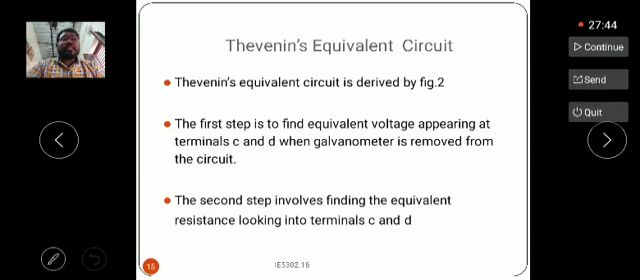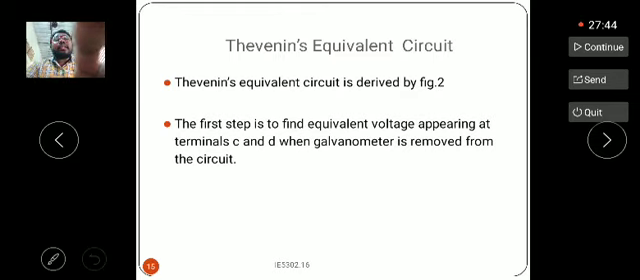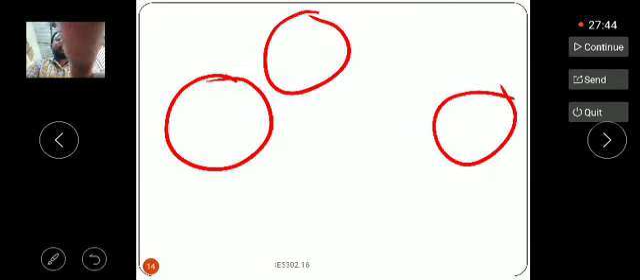That means the first step is to find the equivalent voltage appearing at the terminals of C and D when the galvanometer is removed from the circuit. Then the galvanometer is removed and we calculate the voltage across it. In this particular circuit I am explaining again.